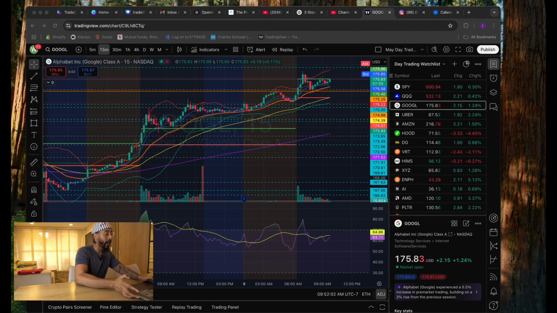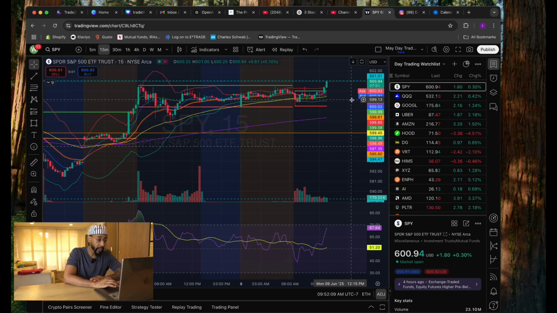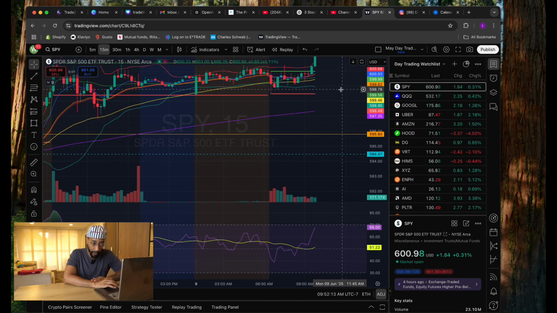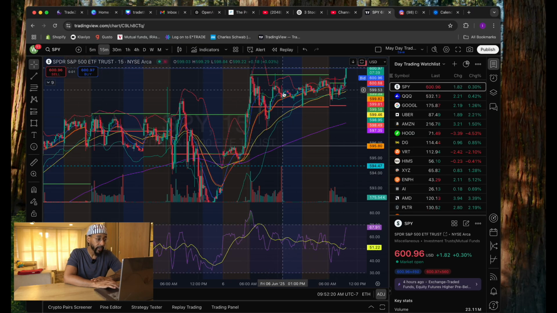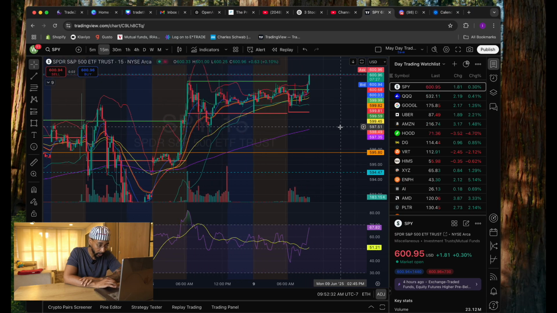Okay. So what we got right here? This is Google, but let's go to SPY. Okay, so let's look at the SPY. Currently we're at 3.5 hours into the market, right? So this is the 15-minute time frame right here. So look, SPY has literally been in this range, right, between 598 and 600. So SPY is trying to figure out which direction it wants to go, right?